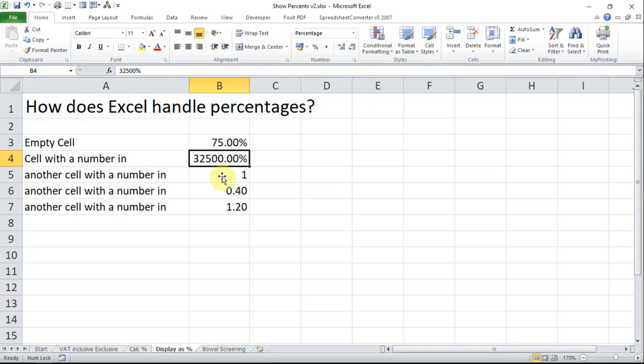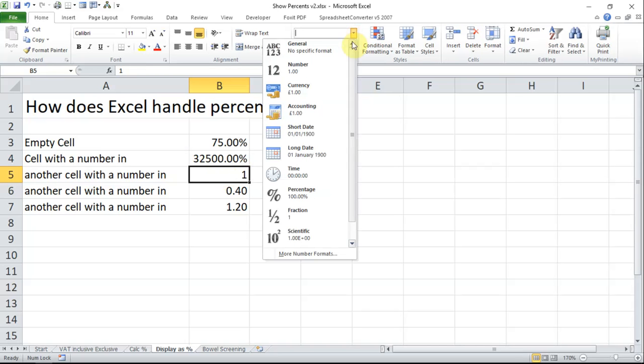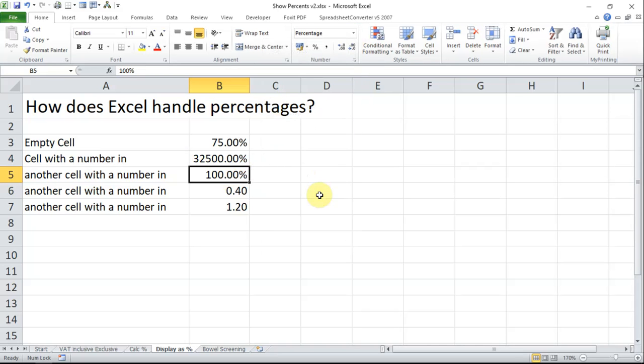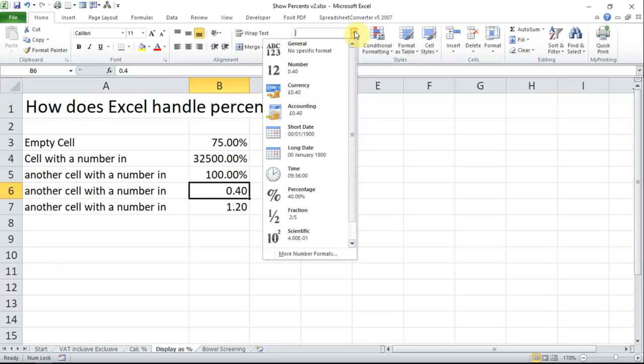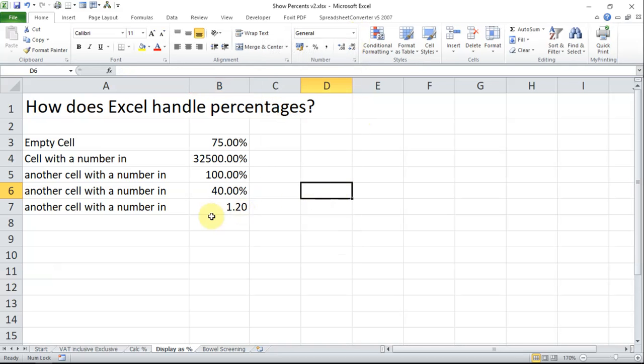Let's do that again with another cell which has the number 1 in and change that to a percentage, and we've already seen that that should come out as 100%. And similarly we'll do that for a cell that has 0.4 in, change that to a percentage, 40%.